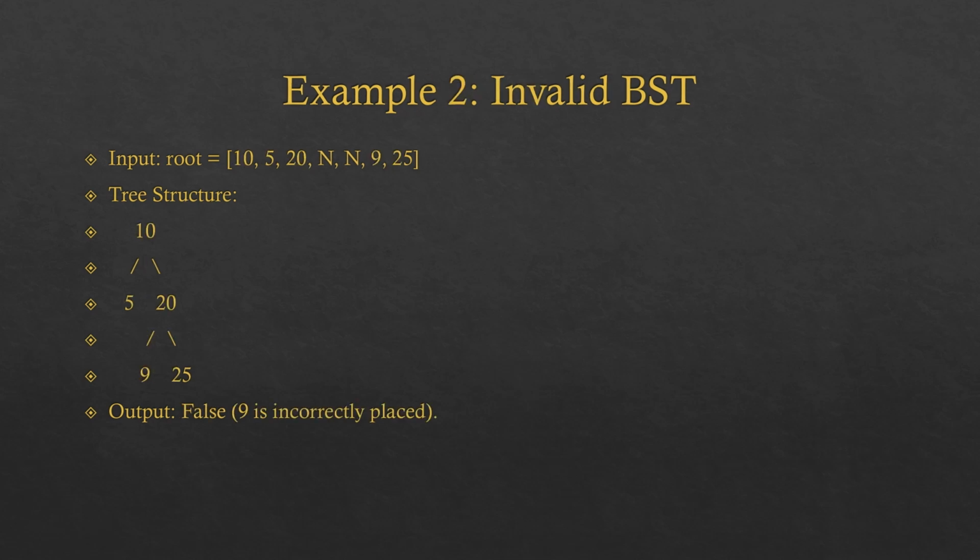Now let's look at an invalid case. Here the root is 10 with 5 as its left child and 20 as its right child. However, in the right subtree there is a node with value 9, which violates the BST property since it is smaller than 10 but appears in the right subtree. Therefore, the output is false, meaning this is not a valid BST.